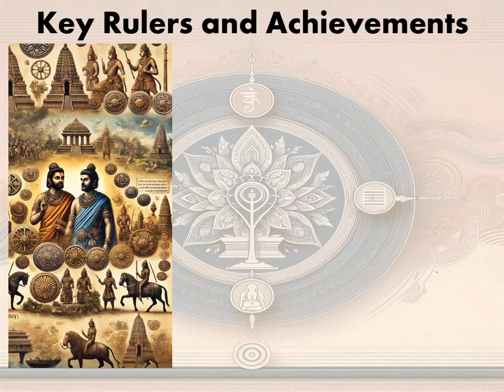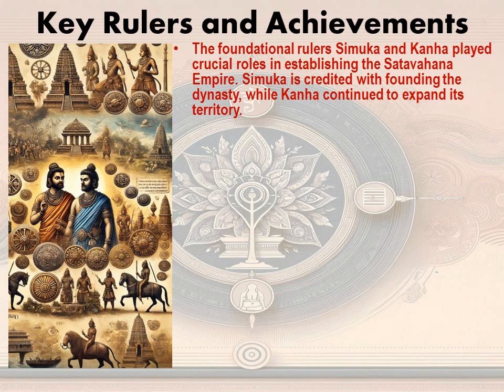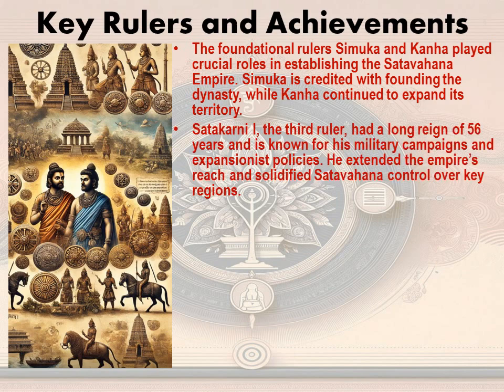Now, key rulers and their achievements. Who were the main rulers of this dynasty and what were their achievements? The foundational rulers, Simuka and Kanha, who were brothers, played crucial roles in establishing the Satavahana Empire. Simuka is credited with founding the dynasty while Kanha continued to expand its territory. So, Simuka was the founder and Kanha expanded the territorial dominion of the Satavahanas. Satakarni I, the third ruler, had a long reign of 56 years and is known for his military campaigns and expansionist policies. He extended the empire's reach and solidified Satavahana control over key regions. So Satakarni is very influential because of his extensive military campaigns and expansionist policies.